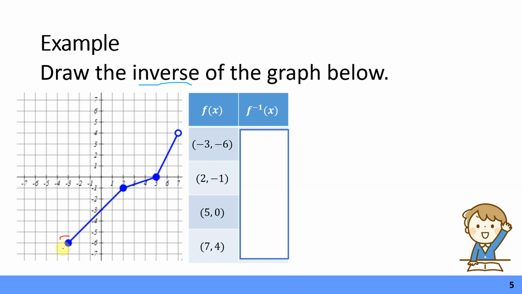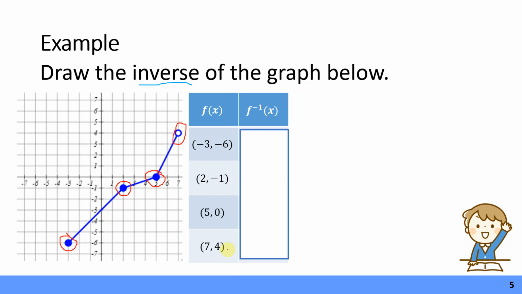So for example, if you look at this one, the way you say this is -3, -6. So that's my first ordered pair. And then I just keep on going in order, right? So the next one in line is 2, -1. The next one is 5, 0. This one is 7, 4. So I choose 4 ordered pairs.